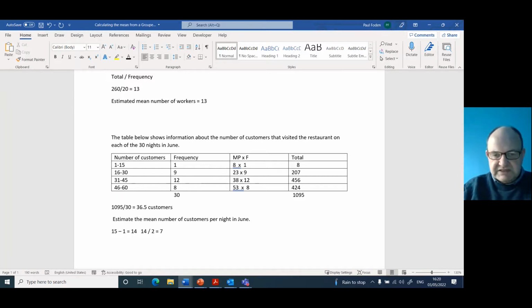Thank you for watching and listening. I hope that's helped you with finding the estimated mean from a grouped frequency table. So find the midpoint for each group and multiply it by the frequency, add up all your totals and divide by your total number in your frequency column. And that will give you your estimated mean of your data. Thank you for watching.